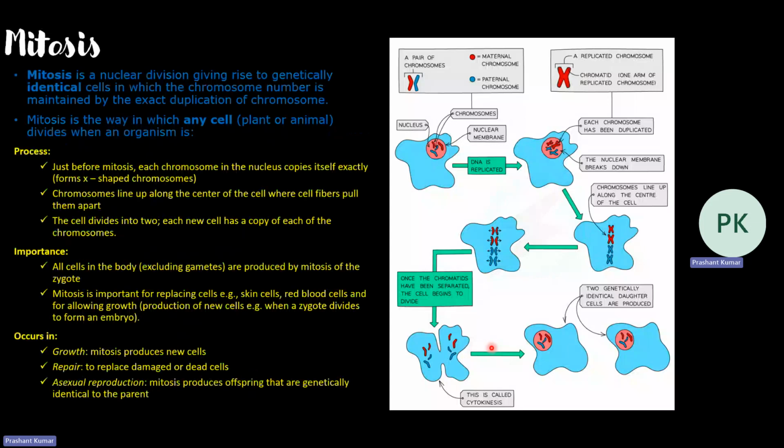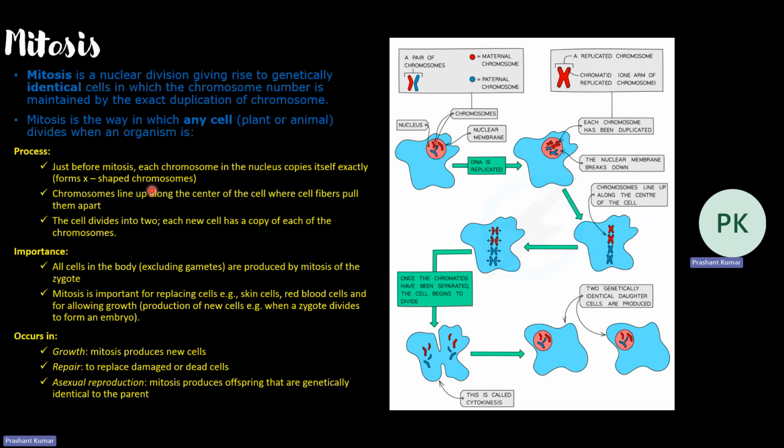Now let's talk about mitosis. Mitosis is a type of nuclear division where you will get two identical daughter cells, 100% same, there is no difference, right? And this process takes place in any cell. When we say any cell, the meaning is whether it's a plant cell or animal cell, right? Now the question is how this process takes place.